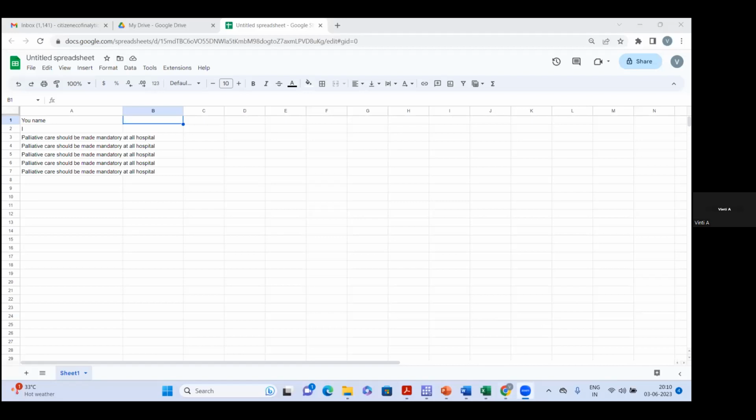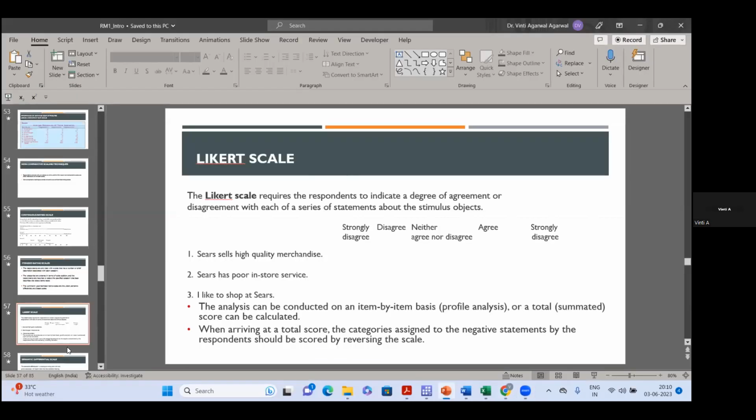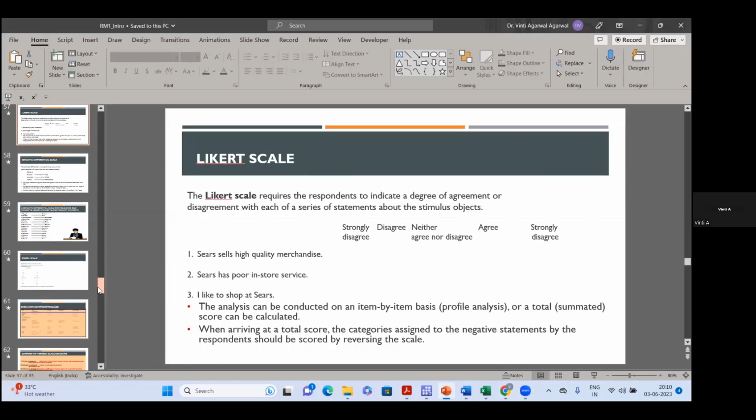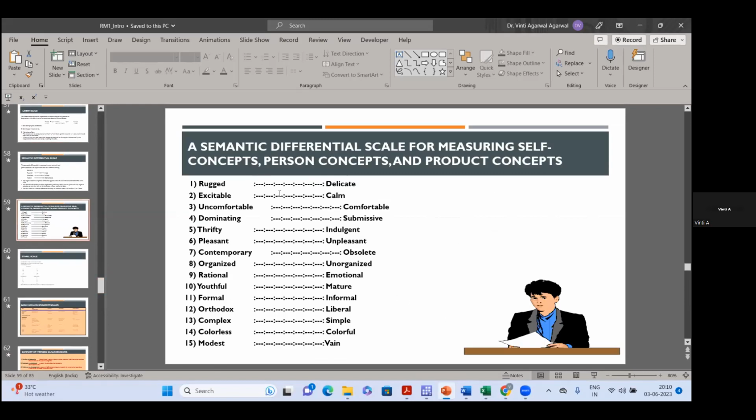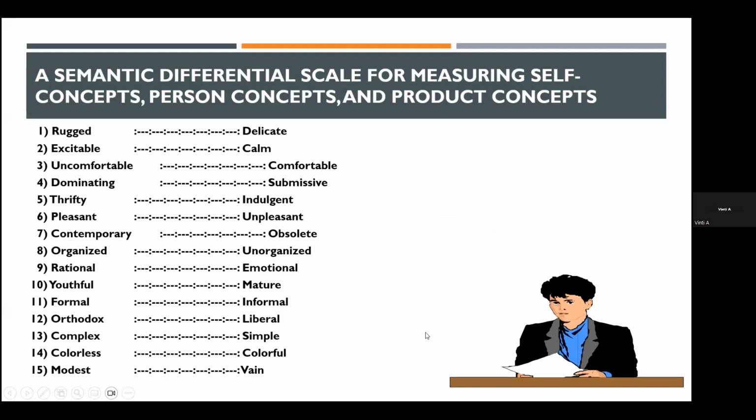Okay, let me just get on to the others. Screen. Okay, so let's finish this. Everybody can see my screen? Everybody can see the screen?